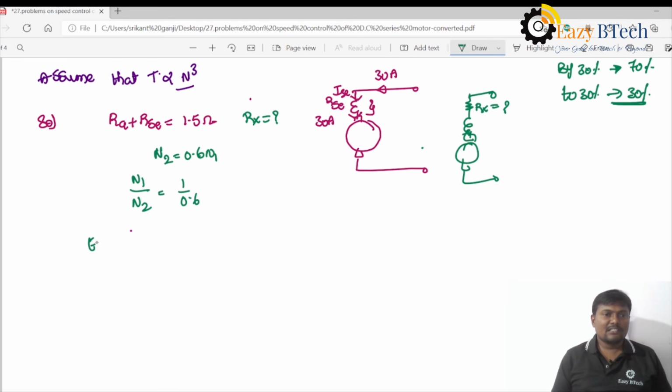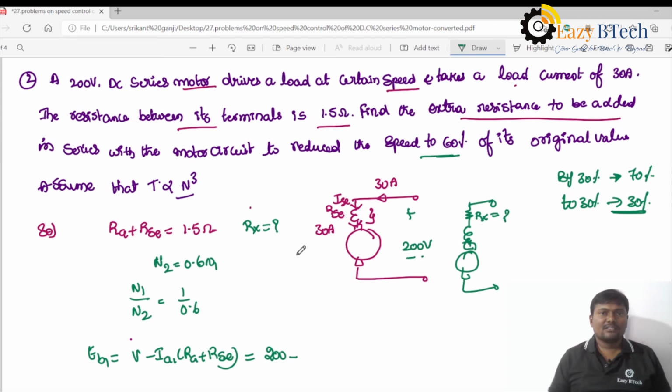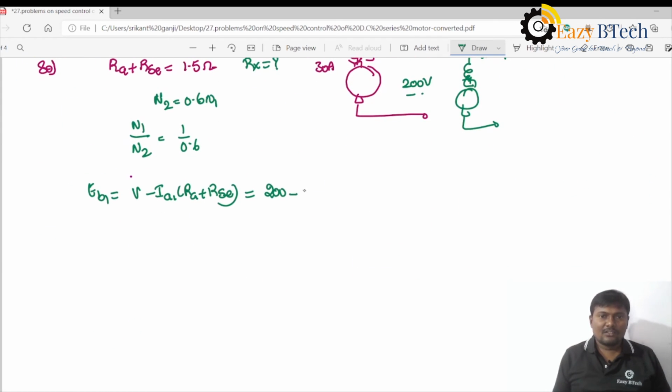First of all, calculate the back EMF. Eb1 is equal to V minus Ia1 into (Ra plus Rsc). V is given as 200 volts. The supply voltage is 200 volts minus the armature current Ia1, which is 30 amperes, into 1.5. That should be equal to 155 volts.